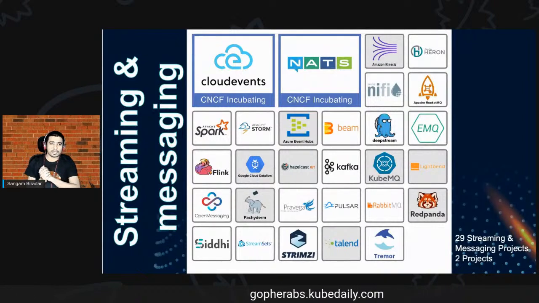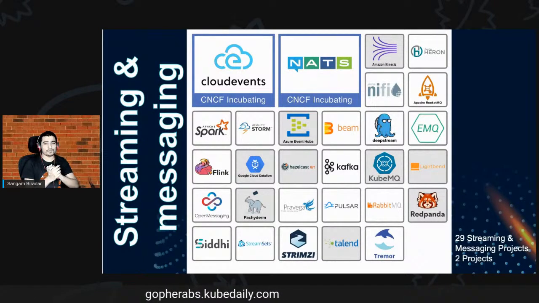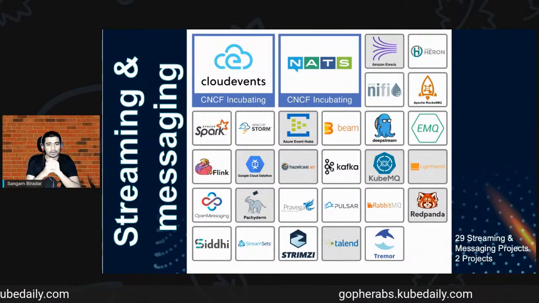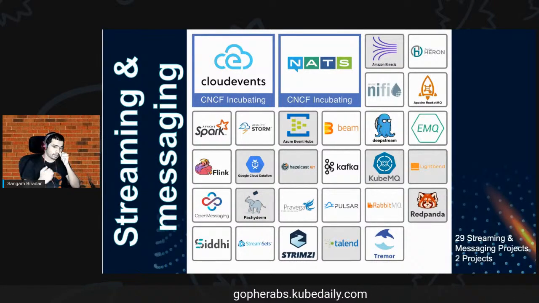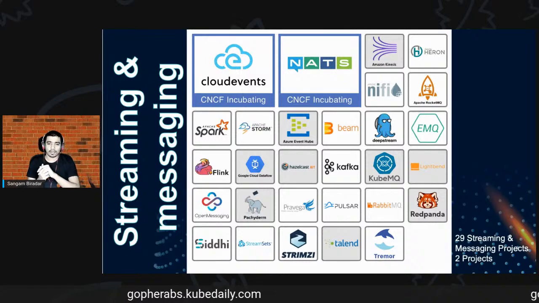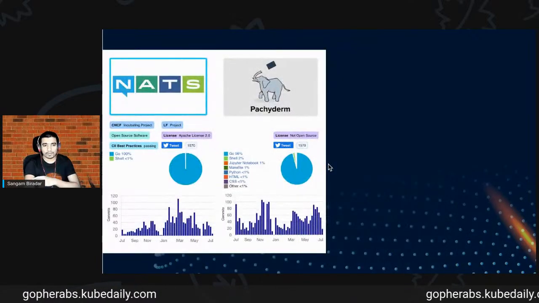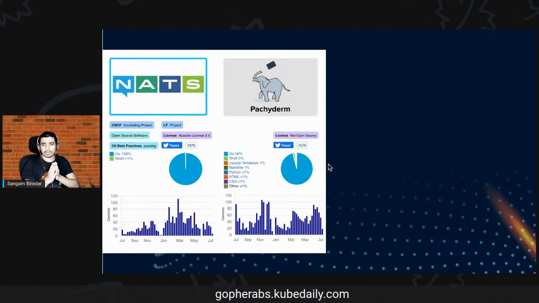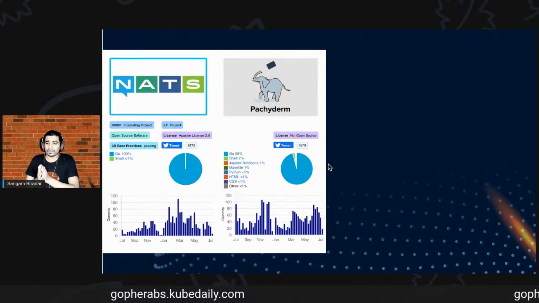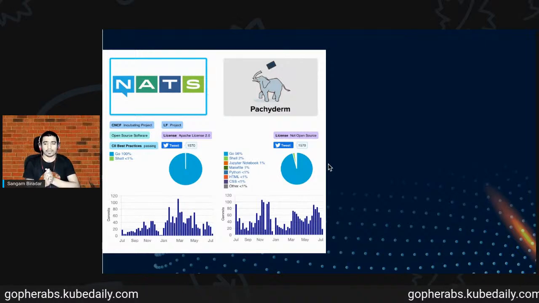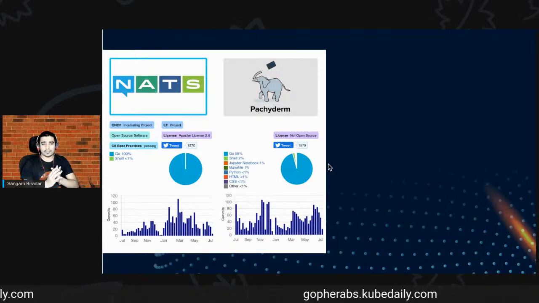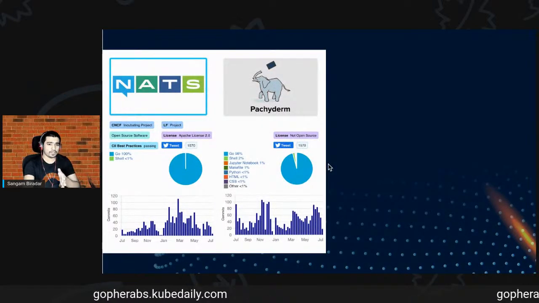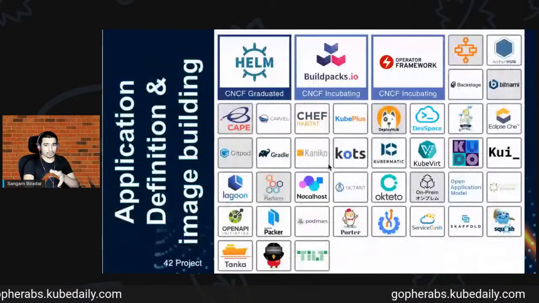So let's move to streaming and messaging. In streaming and messaging, we have CloudEvents, NATS, MQ, and a lot of other streaming and messaging services. One of my favorites is Kafka. If you see, one of the graduated projects is itself written 100% in Go, and NATS is used by so many projects today, with a lot of adoption. It's a great project, and I think there are only two streaming and messaging services written in Go.